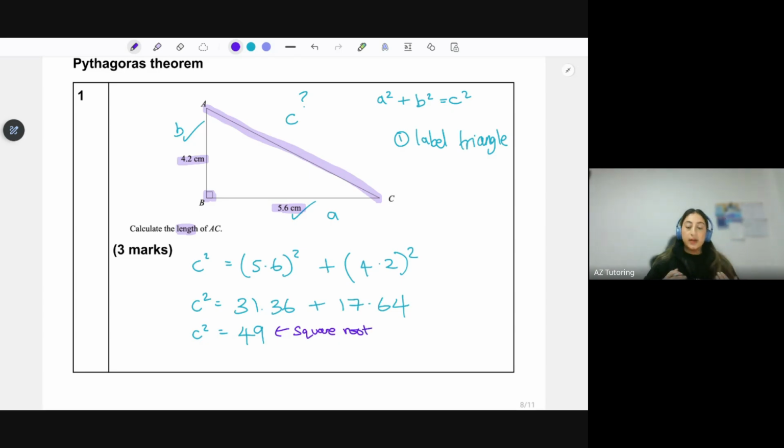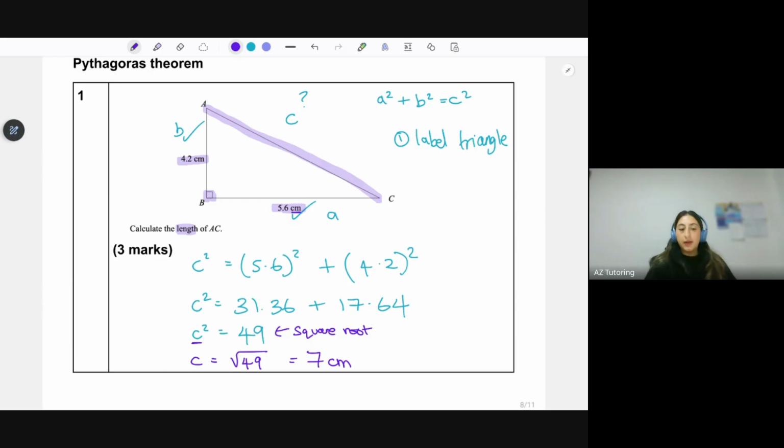So kids always miss out the last step. So remember, your answer is not C squared, it needs to be C. To get rid of the squared on the C, you square root the other side. So we know square root of 49 is just two numbers that times together to make 49, which is 7. Therefore, length of C is going to be 7, and make sure you write the units, centimeters, which makes sense.